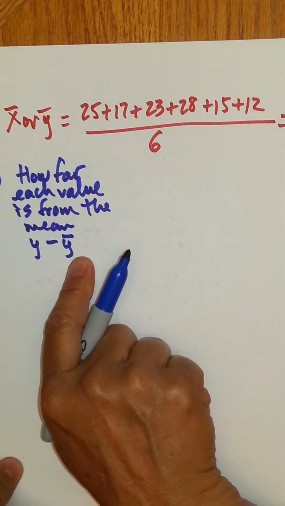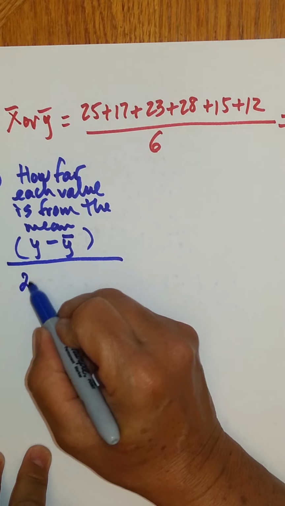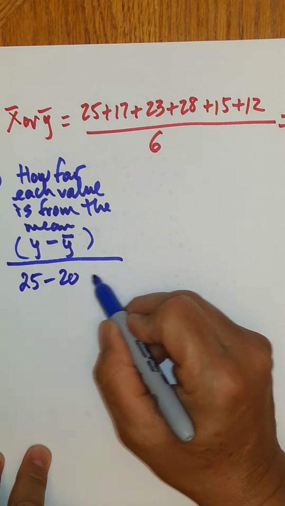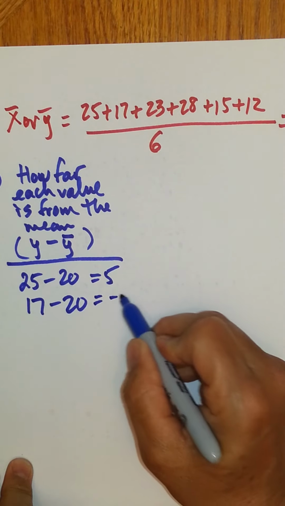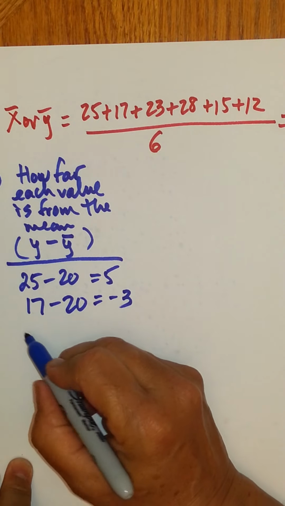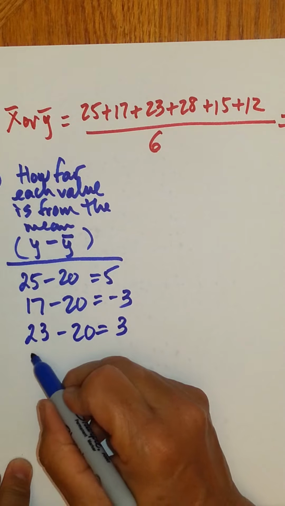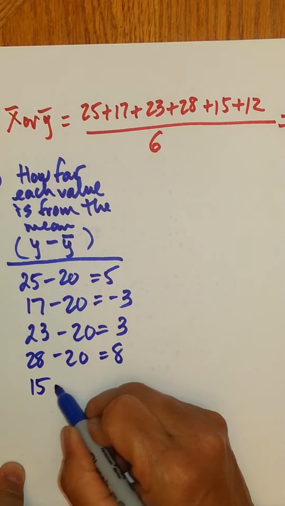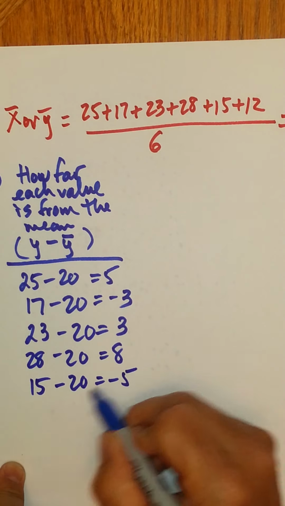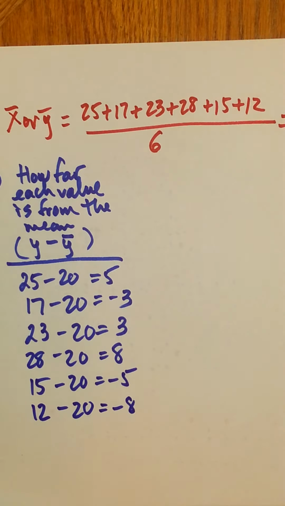from the mean, y bar. Okay, so let's take a look. How far is 25 from 20? You'd say 5. How far is 17 from 20? You'd say it's negative 3, right? It's to the left. How far is 23 from 20? Well, that's positive 3. How far is 28 from 20? 8. How far is 15 from 20? Negative 5. And how far is 12 from 20? Negative 8. Okay? Now let's go back to our definition.